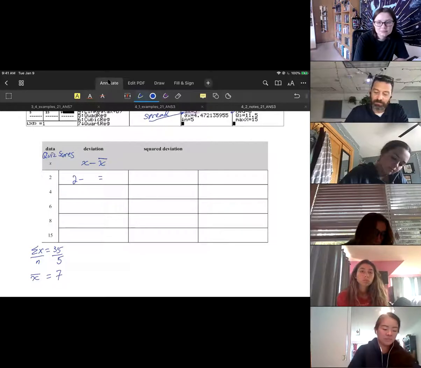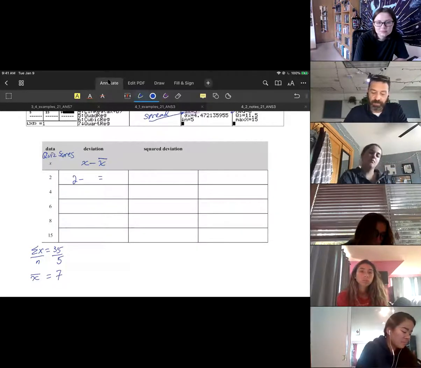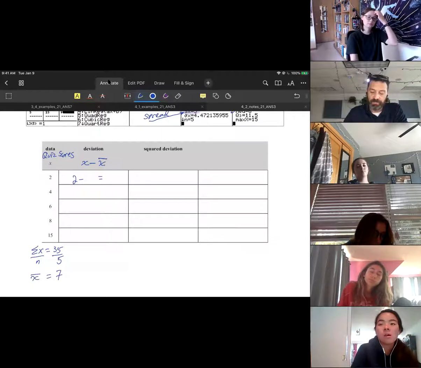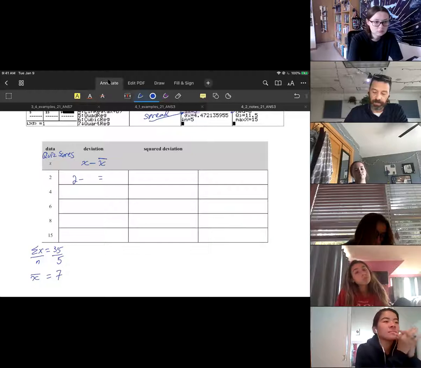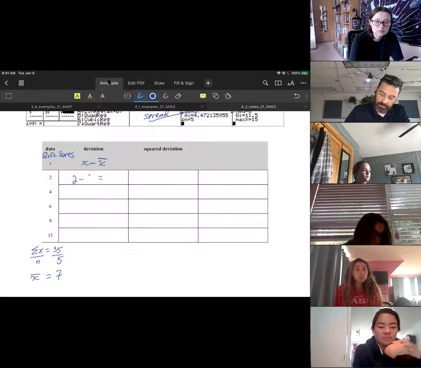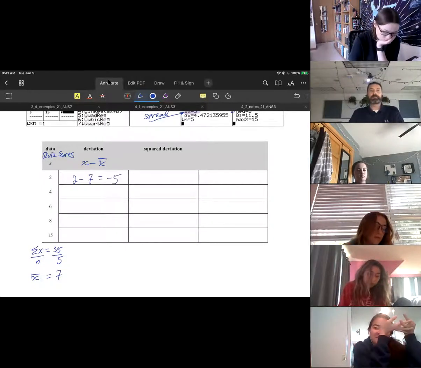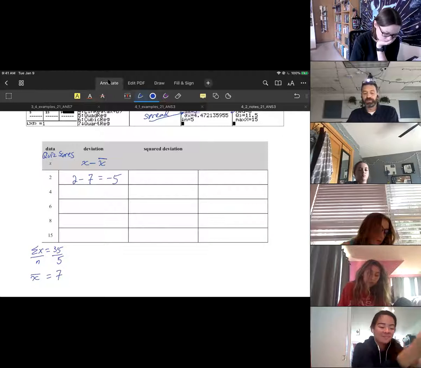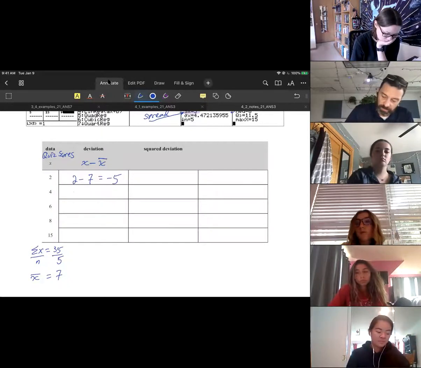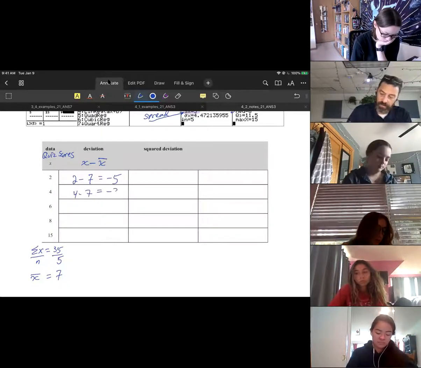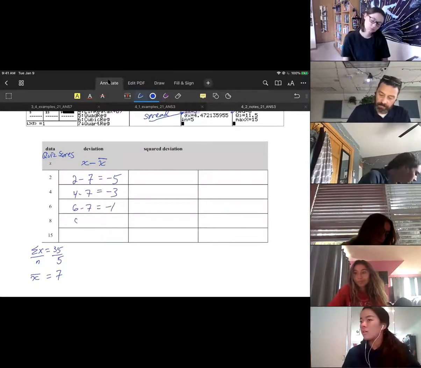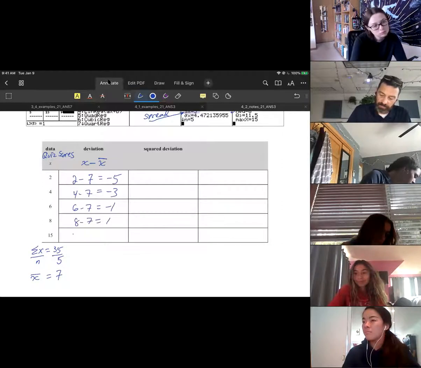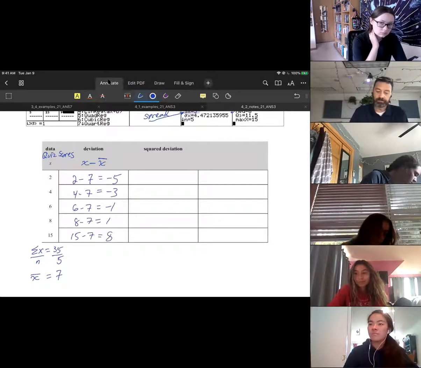All right, anyway, as I was saying, deviation is defined as the difference between the piece of information that you have and the center. So the formula is X, which is the data, compared to X bar, which is the average. So 2 minus 7 is -5. That person already knows that he or she scored 5 points below the average. 4 minus 7 is -3. The second person scored 3 points below average. 6 minus 7 is -1. 8 minus 7 is 1. And 15 minus 7 is 8.